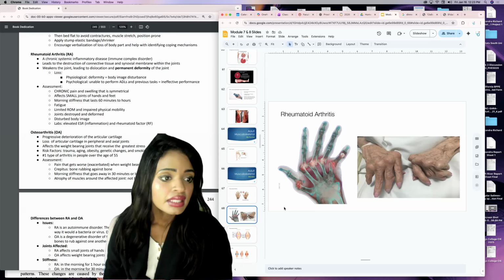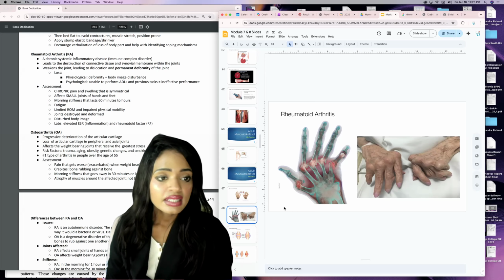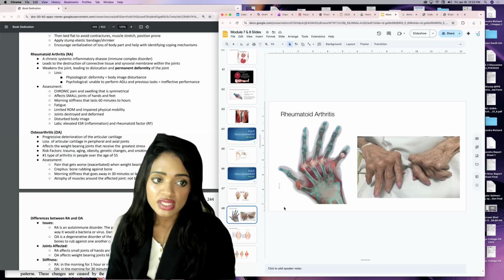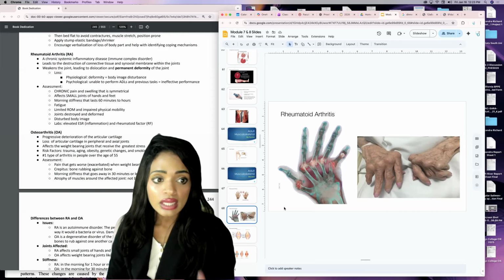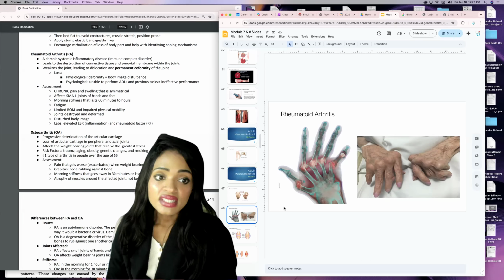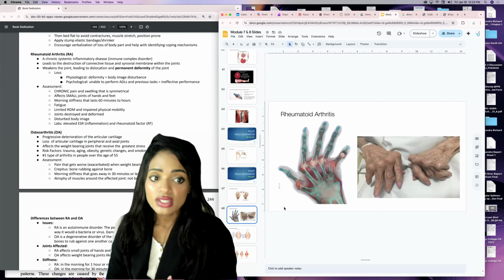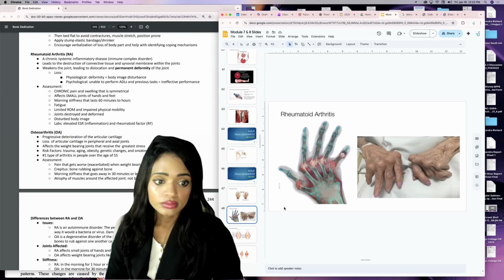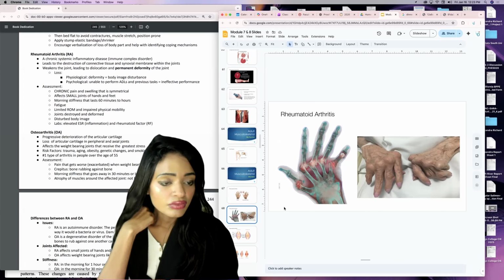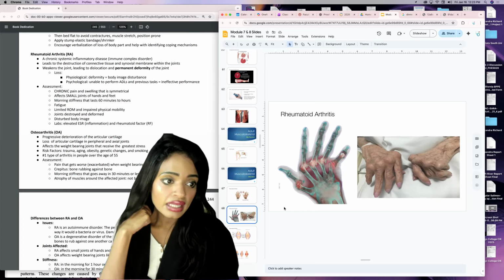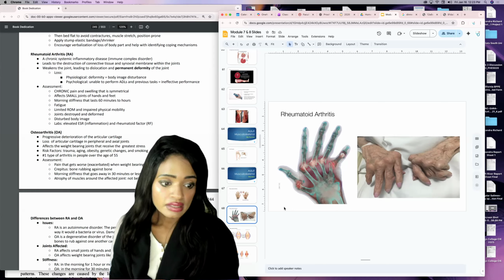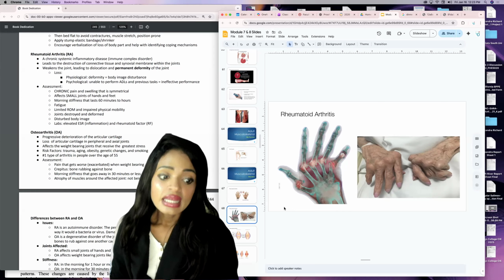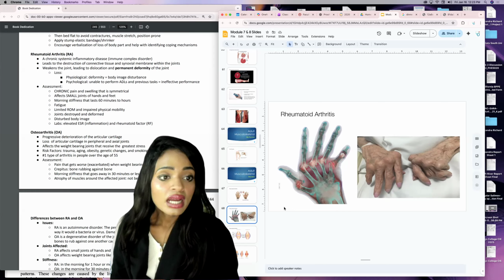So, assessment: it's chronic pain and swelling that is symmetrical. It affects the small joints of the hands and feet. It's morning stiffness. This is what I need you to lock in for NCLEX. Morning stiffness that lasts 60 minutes or more, an hour or more. Okay, that's how you're going to tell the difference between RA and OA on NCLEX. So rheumatoid arthritis versus osteoarthritis. Okay, RA, the stiffness is in the morning for 1 hour or more.